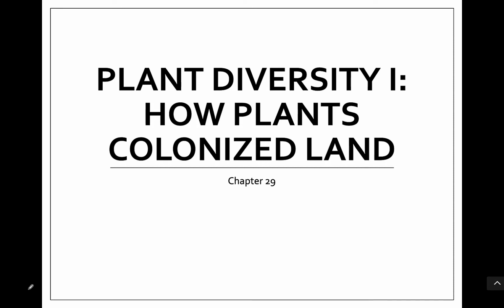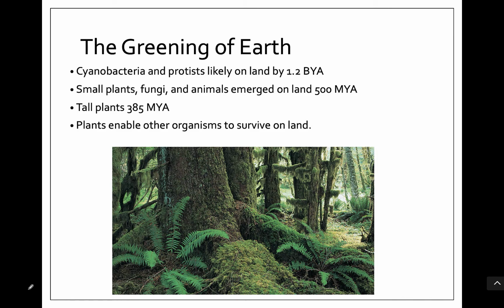So we'll take a look at some of the most ancestral plants and how they originally colonized land. Cyanobacteria and protists might have been on land about 1.2 billion years ago, and we think that the first plants, fungi, and animals didn't emerge until about 500 million years ago. So bacteria and protists had the planet to themselves for a long time, until eventually plants figured out how to be terrestrial.